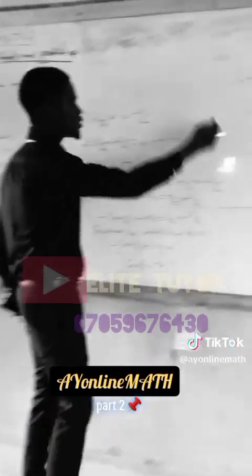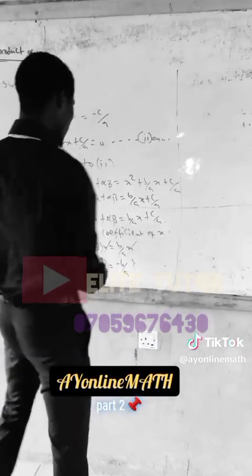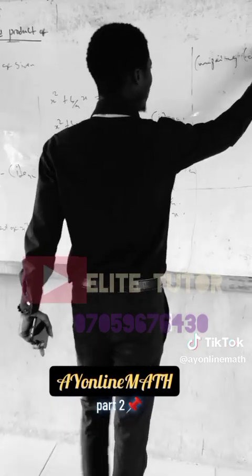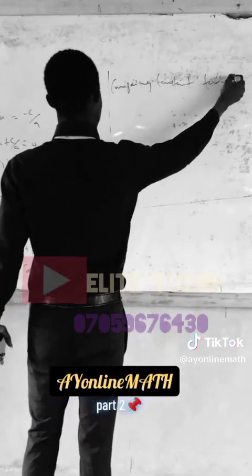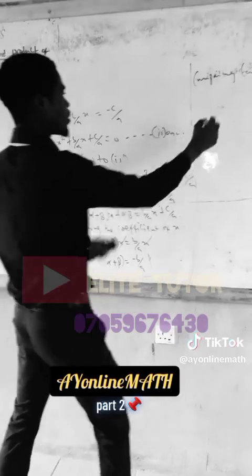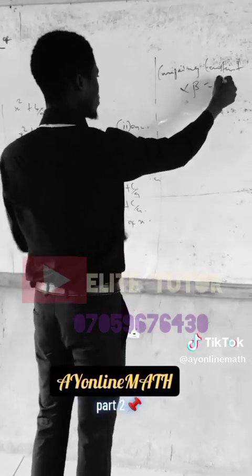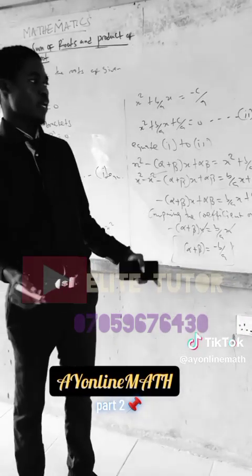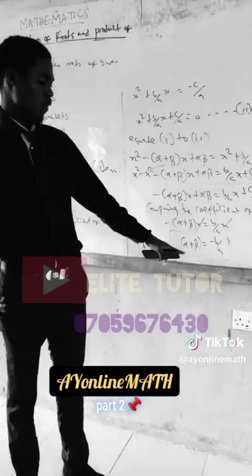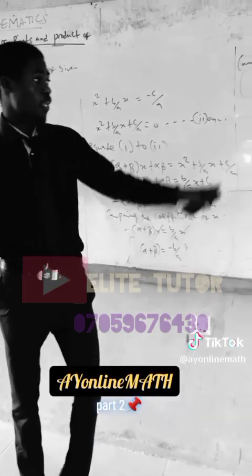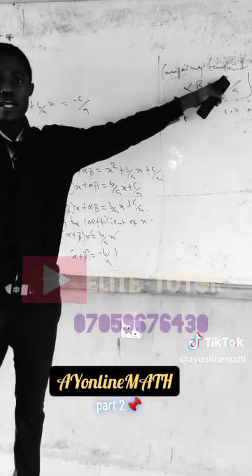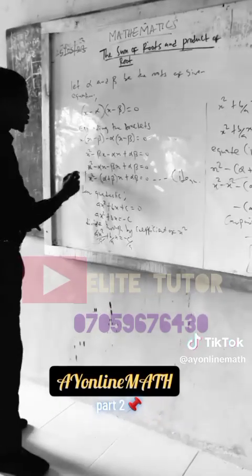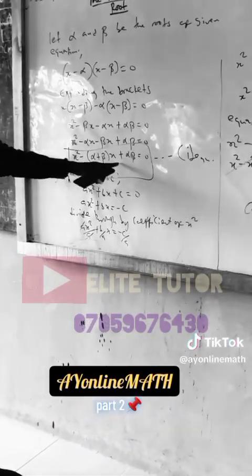Now, getting our product of roots, we compare constant terms. So what are the constant terms? Alpha beta equals c over a. Now, you have heard about this. For those of you doing further maths and advanced maths, we have the sum of roots to be minus b over a, and the product of roots to be c over a.